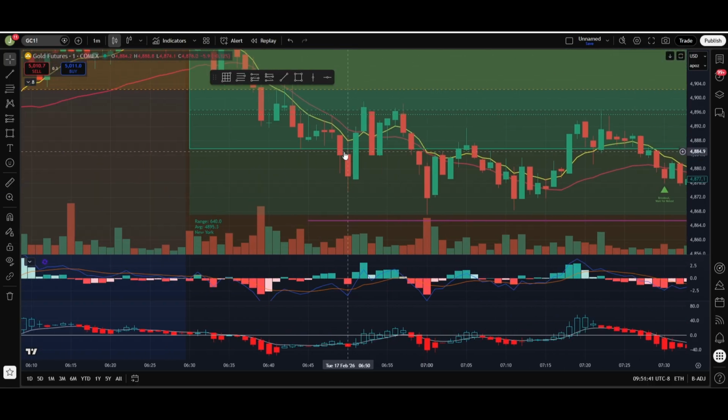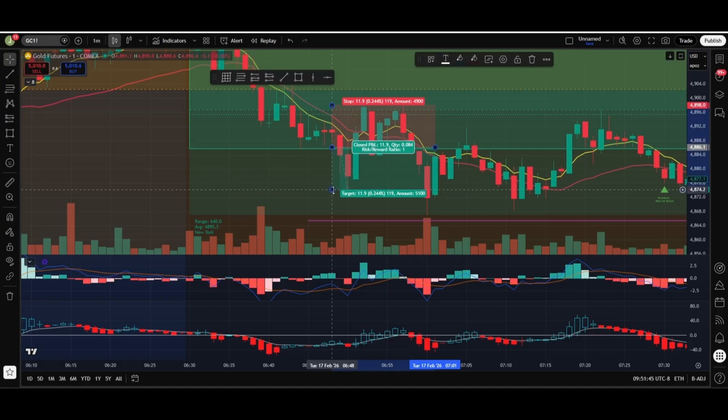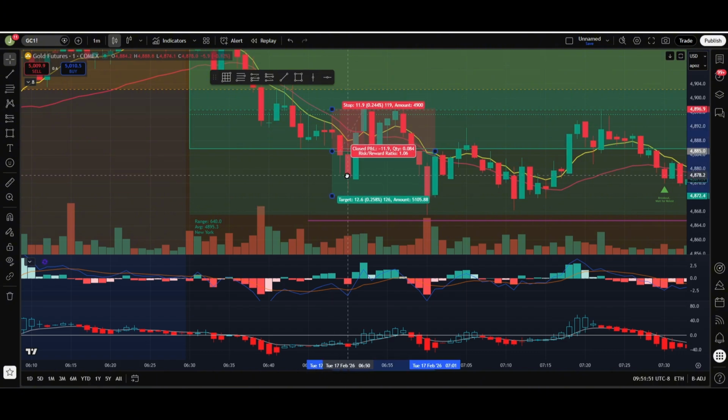Okay, this would have been my short position. I would have went short here, captured around 10, maybe 11 points, depending again where you enter this trade. Let's just be realistic with this. Around 10 points. That's again a significant move.